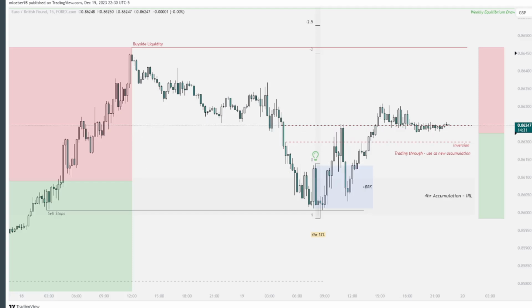So I'm not counter trend trading. I'm trying to trade with the flow of our higher time frame order flow so that I'm not on the wrong side of the market on my lower time frame executions.